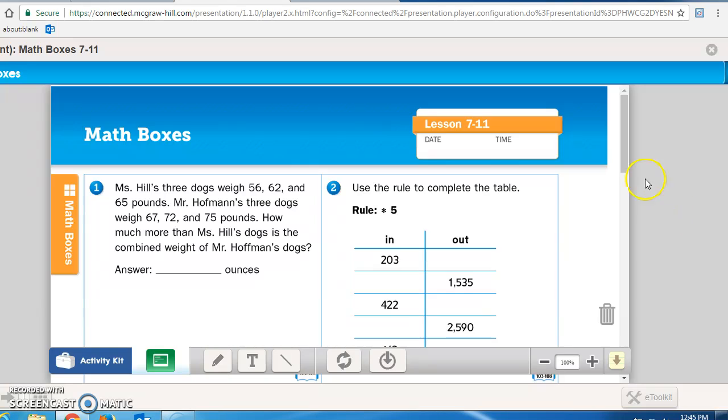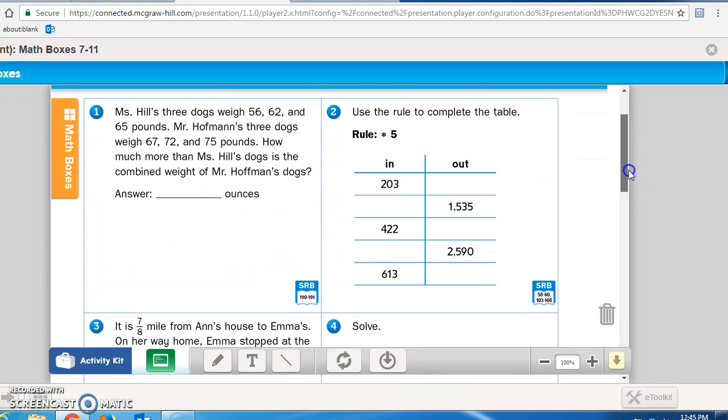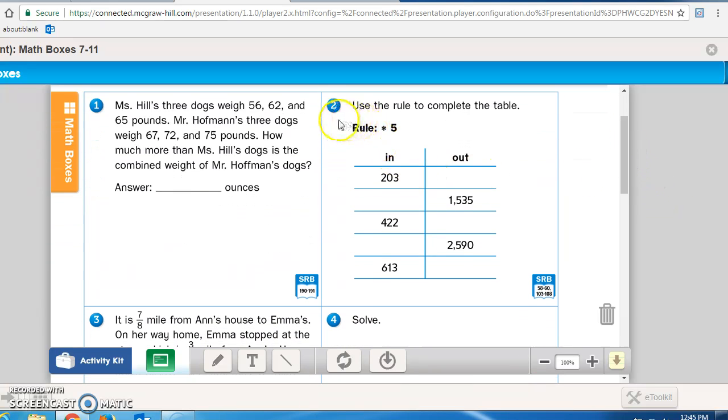Once you've figured that problem out, you can go ahead and figure out the rest of this page. For Math Box number 2, you're going to use the rule to complete the box, and it's telling you right here your rule is times 5. So you're going to times the number in the in, times 5 to get the out. But if I'm working backwards from out going back to in, I will reverse this sign into division and take my out number divided by my rule to get my in number.